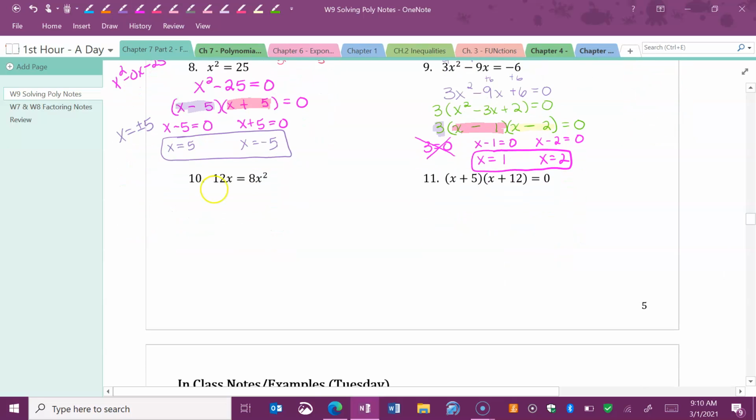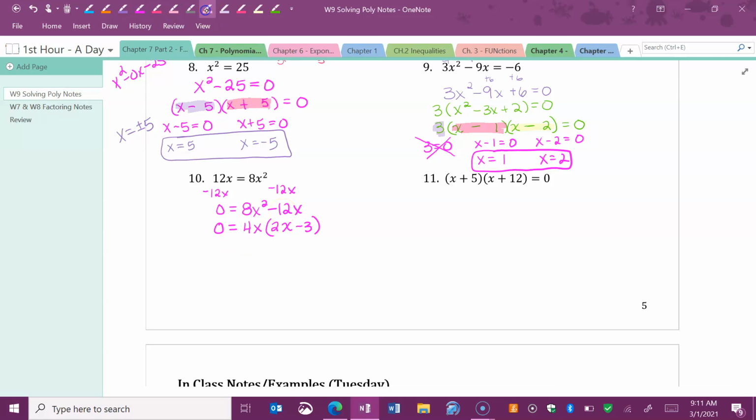Number 10, I get 12x equals 8x squared. I'm going to go ahead and move the 12x over here to keep that 8x squared positive. Once I have that in standard form, I need to attempt to factor that. That has the greatest common factor of 4x. When I take a 4x out of an 8x squared, I'm left with a 2x minus 3. Double check that. 4x times 2x, 8x squared. Yep. 4x times negative 3 is negative 12x.